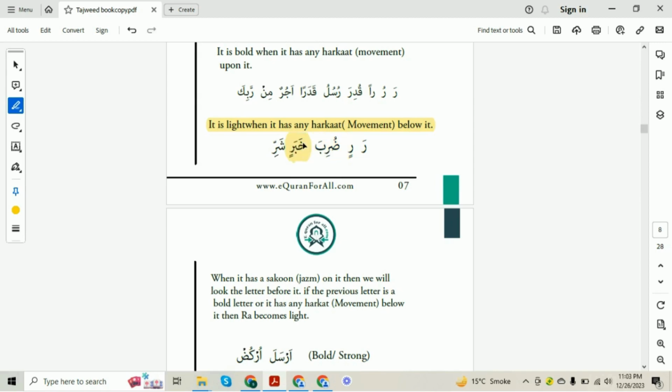Khabarin, kha is a bold letter and then raa got a double kasra. That's why raa is read in a light voice and kha is read in a bold and strong voice because kha is a bold letter. And then sharri, sharri.